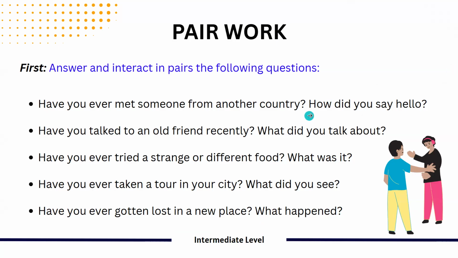That's why in this case, I formulate, how do you say hello? If the person say, have you ever met someone from another country? If the person says to you, yes, I have, that does not say something. In a real talk, we do not say yes, no. It's so plain in this case. So I add, how do you say hello? Tell us, how did you say hello? Did you kiss? Did you shake hands? How? Or maybe in this case, have you talked to an old friend recently? What did you talk about? So maybe the person is going to say, I haven't.